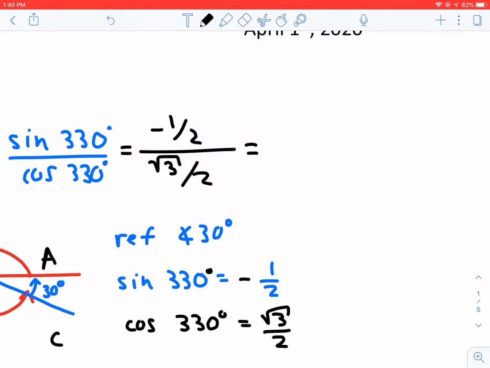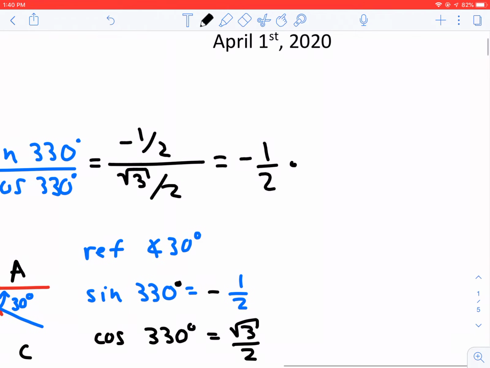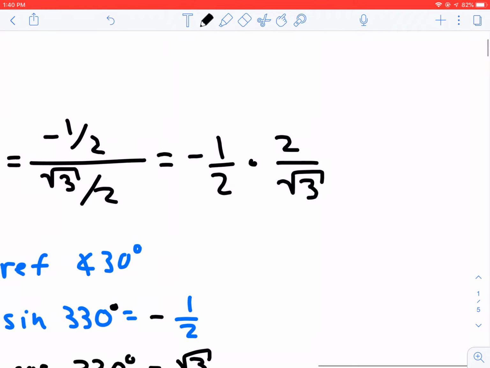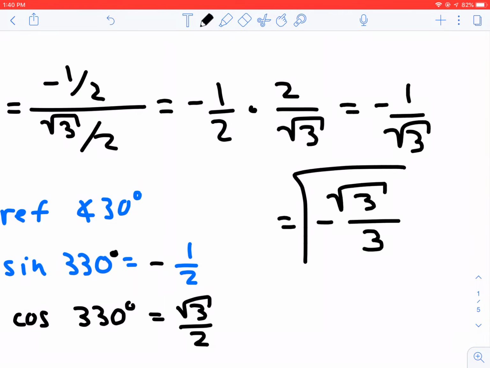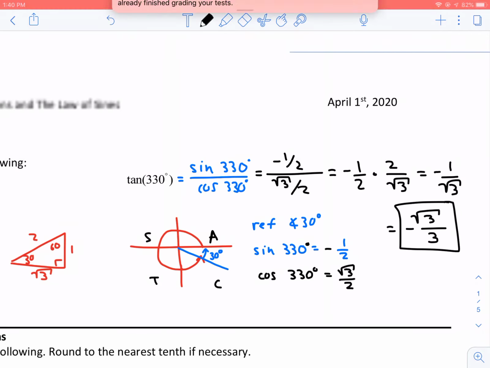When you divide by the denominator, we're going to multiply by the reciprocal. So negative a half times 2 over radical 3 is going to equal negative 1 over rad 3. And rationalizing, we're going to get radical 3 over 3. And I forgot the negative sign. So that's tan of 330 degrees.